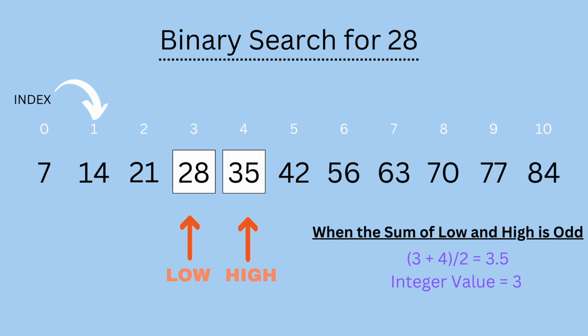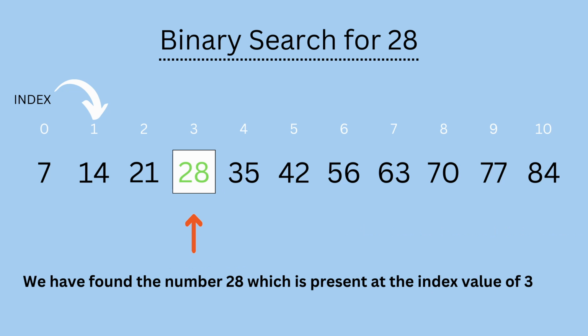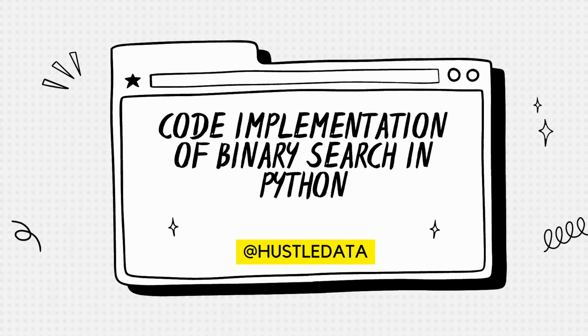Whenever the sum of low plus high is odd, we usually take the integer value after dividing it by 2. So according to that, our new mid value will become 3. So keep this in mind. Let's check the number present at the mid index value of 3, and we can see the number is 28, which is exactly what we were looking for. Now let's look at the code implementation of binary search.